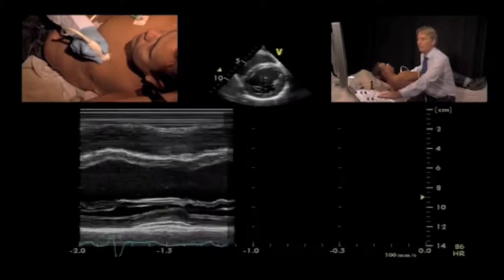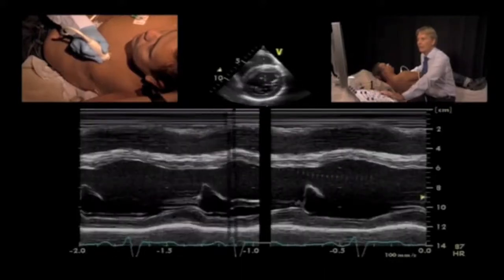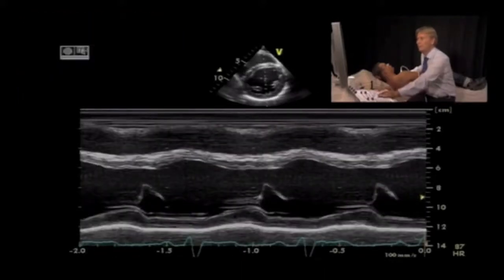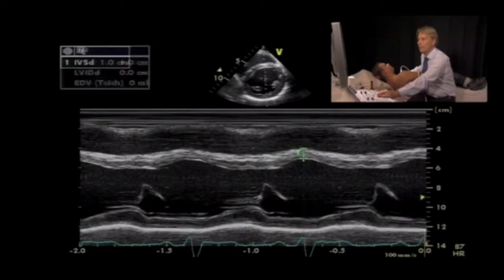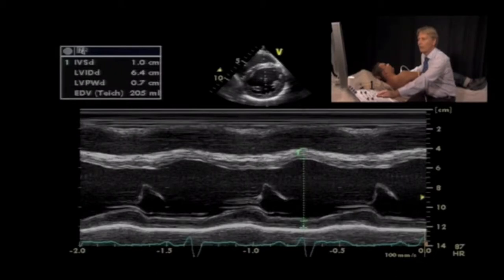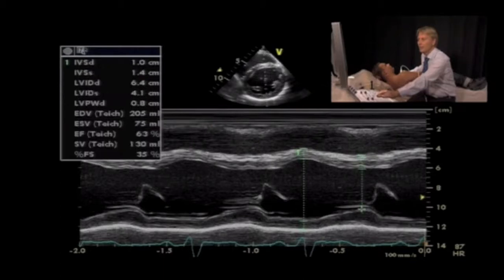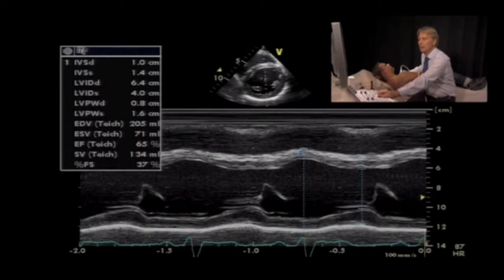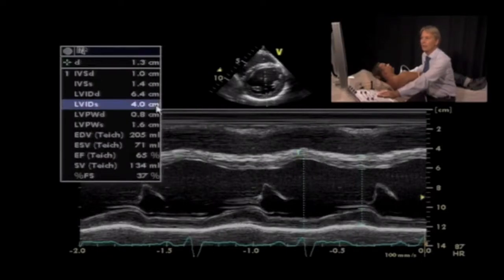Let's see how large the left ventricle is. So we have an end diastolic diameter of 64 millimeters, which is significantly enlarged. An end systolic diameter of 40 millimeters and a fractional shortening of 37%. So it's normal to hyperdynamic.